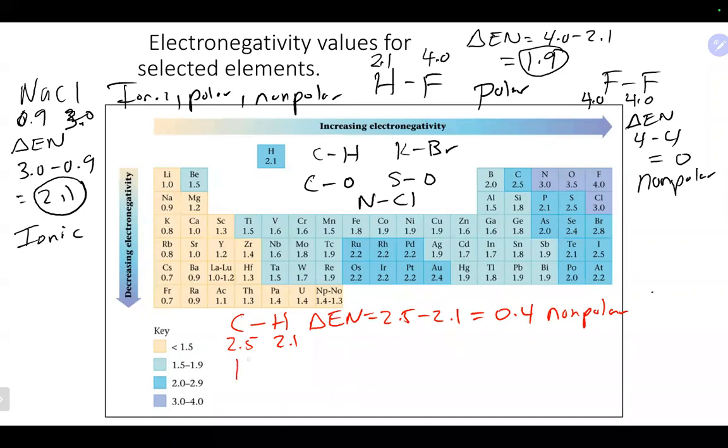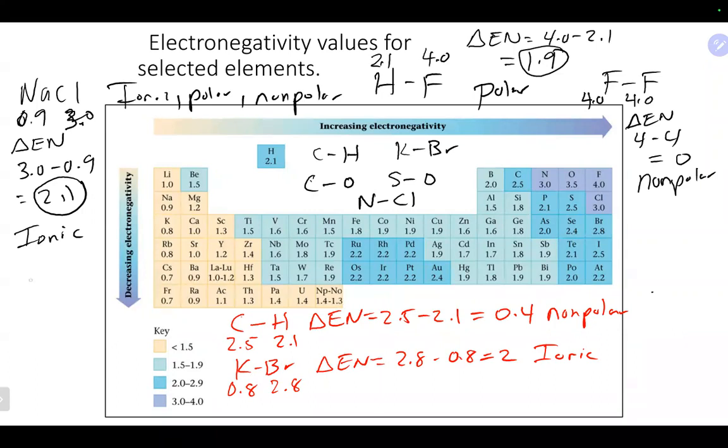Let's do KBr. K is 0.8. Br is 2.8, I think. So our difference in electronegativity here is 2.8 minus 0.8. That is a 2, which will make it ionic. And really, once again here, we did not even need the numbers. Potassium is a metal. Br is a non-metal. So you could just roll with ionic without subtracting, and you would be fine.